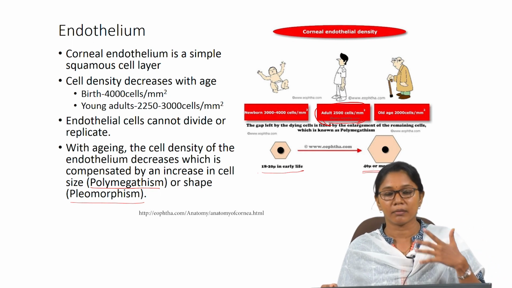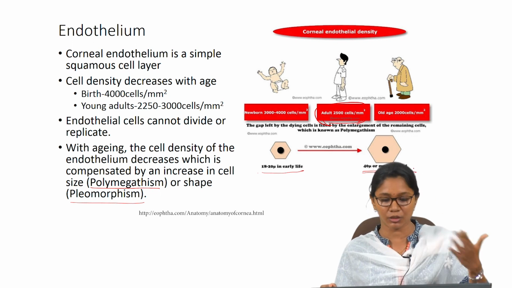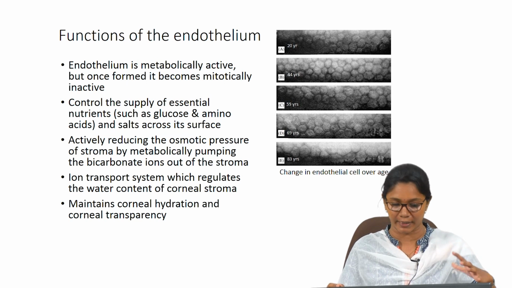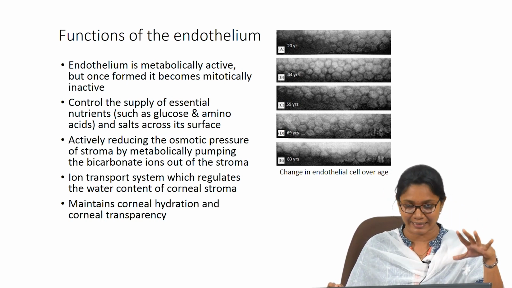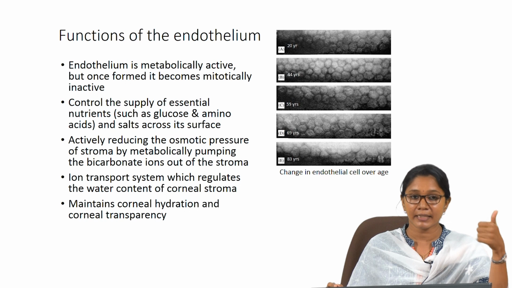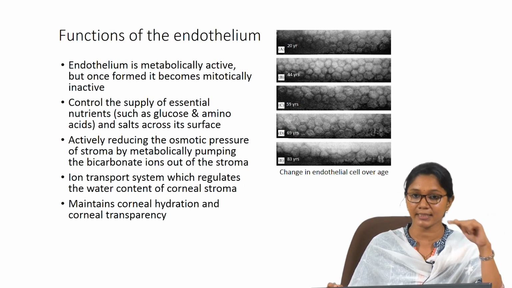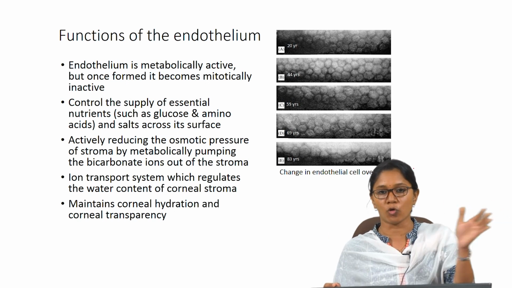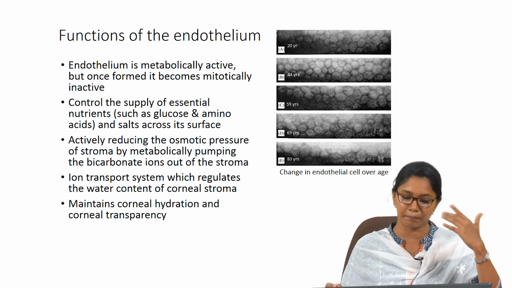So, they will be metabolically very active for the passage of the flows. Similarly, the corneal endothelium is also like that. It is metabolically active, it has mitochondria, but it is mitotically inactive. That is the reason they will not regenerate. Once it is formed, it just degenerates over age, but it is not going to be replenished.